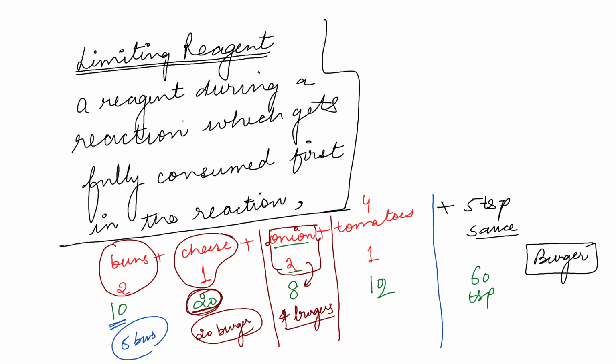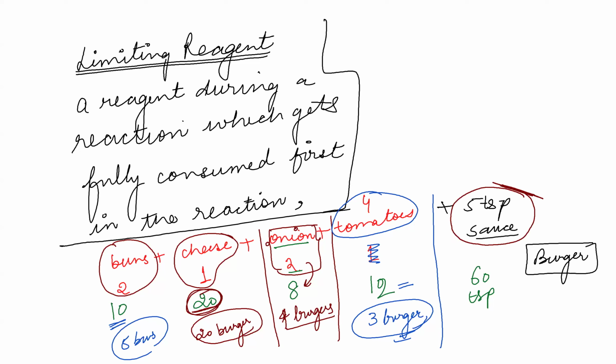Similarly, I have 12 tomatoes, and one burger requires 4 tomatoes. So I can make 3 burgers with it, and within 3 burgers the tomatoes will be over. One thing is important: to make a standard taste for the burger, I need to have all the ingredients. You cannot skip any of them. And if I look at the sauce requirement, it is 5 TSP per burger, so you're able to make 12 burgers.